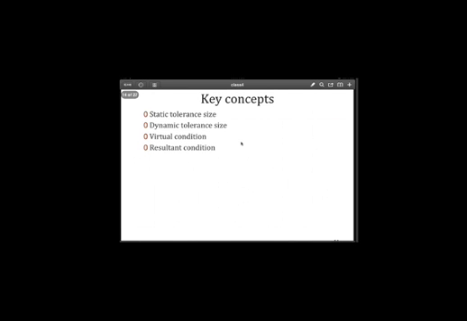So at this point you should understand static tolerance zone size. That's just the numerical constant you see in the second box. The dynamic tolerance zone, think of this as being based upon a material condition, M or L. And then virtual condition and its relationship to resultant condition, describing two surfaces between which your actual surface will lie.